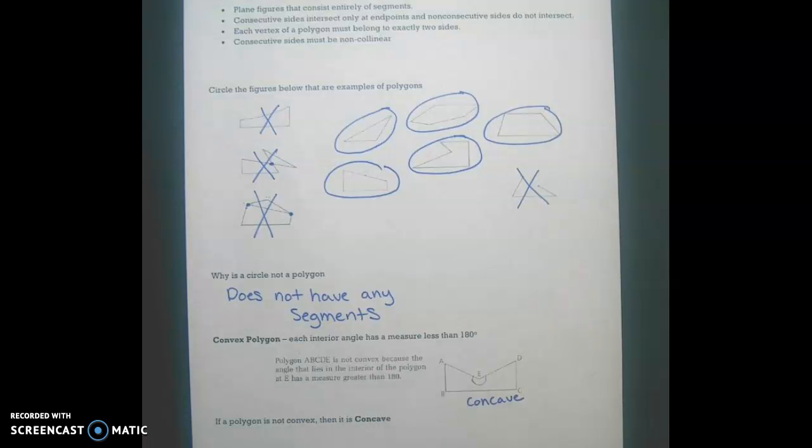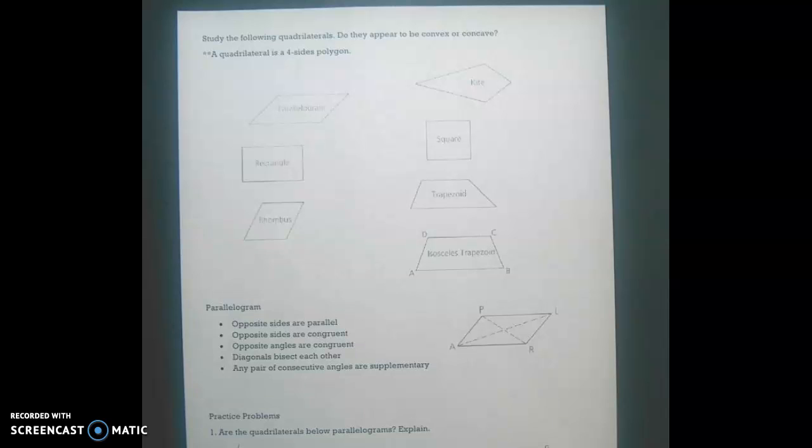Moving on to our next page. All of these figures below, it's a little hard to see with this light. Let me turn the lamp off. Nope, that made it worse.